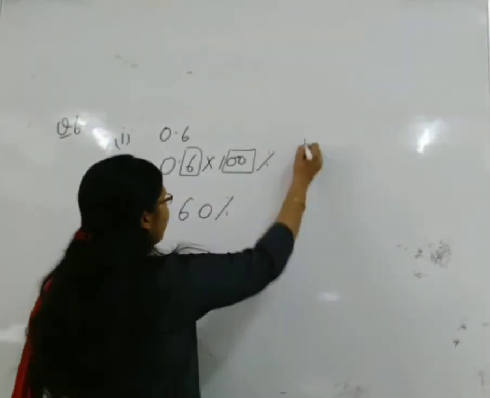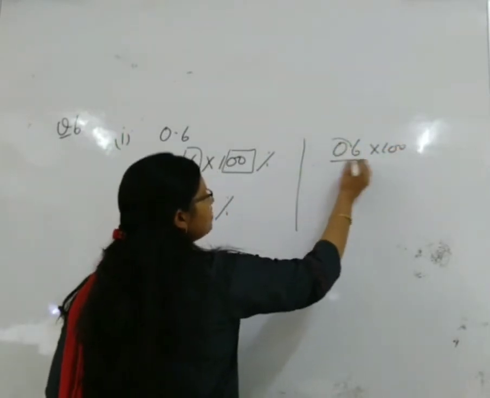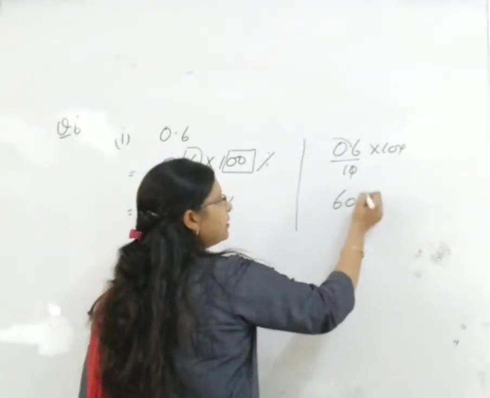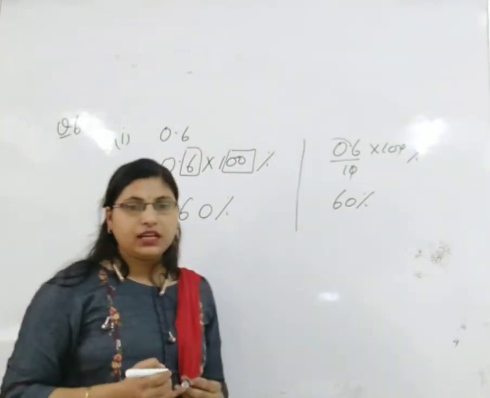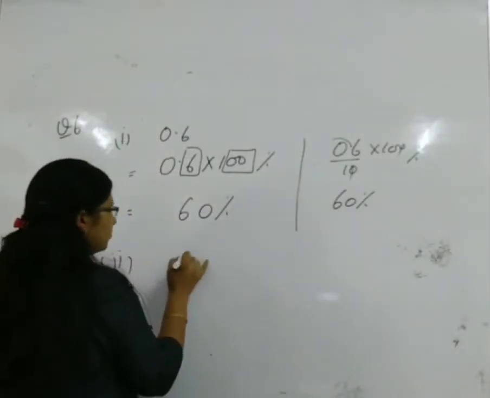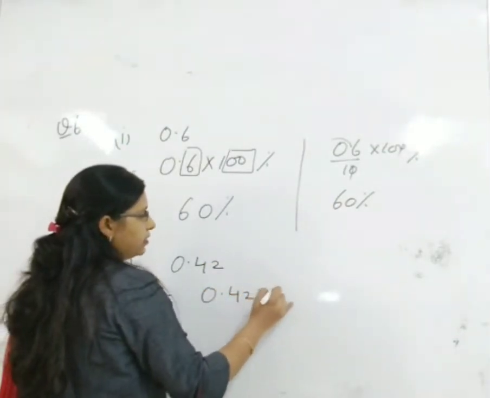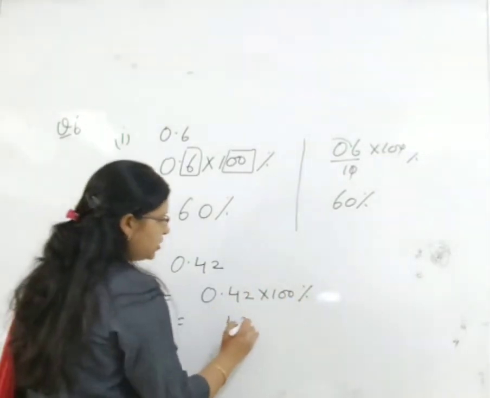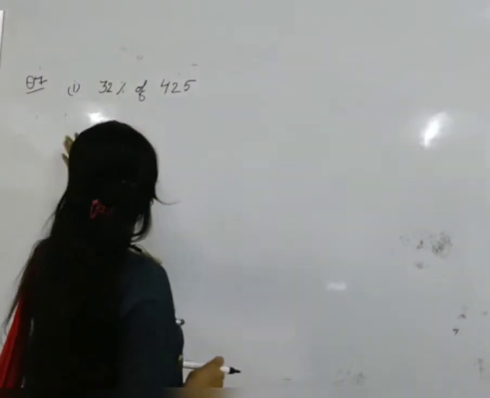Right? And one more method is 0.6 into 100. First of all, we will remove this decimal. We will write 6 over 10 here, and then 0 and 0 are cancelled. The answer is 60%. So you can do it by either method. Clear? Now the next part is 0.42. So we can multiply by 100 to make it a percentage. Now the decimal will be shifted two places in the right direction. So 42% is the answer. Clear everyone? Let us do question number 7.